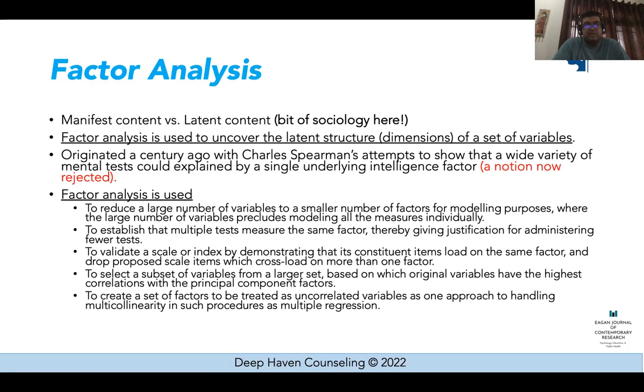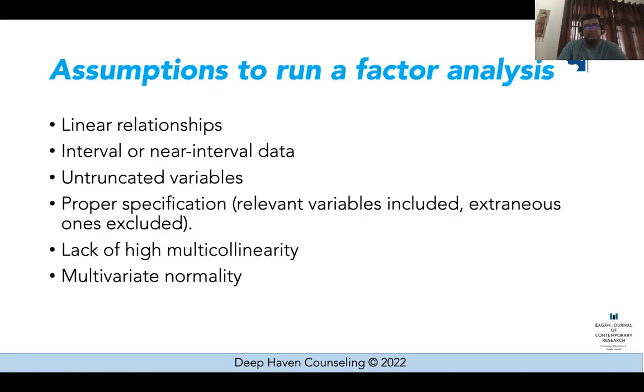And to select a subset of variables from a larger set based on which original variables have the highest correlations with the principal component factors. So if you are developing a scale for the first time, maybe through this process, some of the unnecessary items can be taken out as well. And to create a set of factors to be treated as uncorrelated variables as one approach to handling multicollinearity in such procedures as multiple regression. So about multicollinearity, we won't be discussing too much since this would be just a demonstration of the basic process, but these are just things that you could notice.